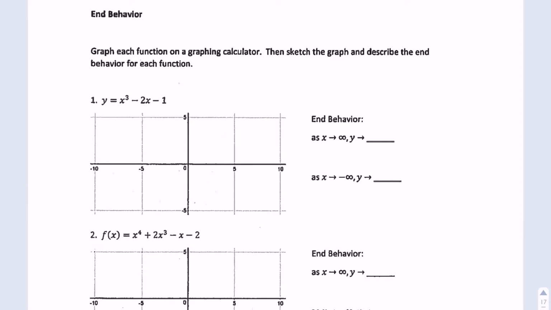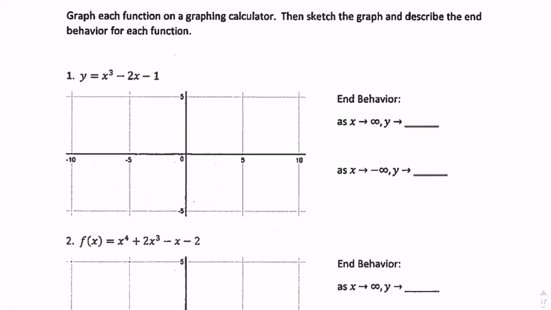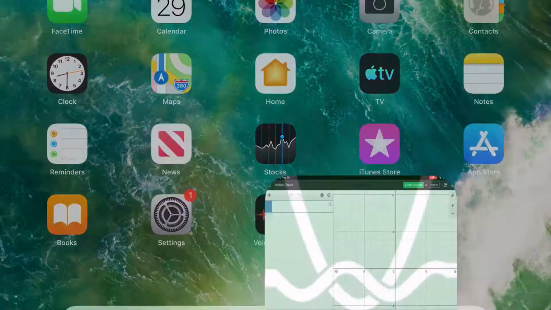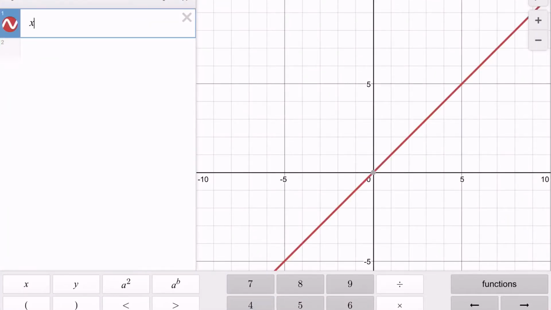End behavior is essentially what's happening on the ends of the graph. Here we have a function. This is a cubic function, x to the third minus 2x minus 1, and we're going to graph that. We're just really going to sketch it. It doesn't need to be a super precise graph. So let's jump over to Desmos, and we'll enter that in.